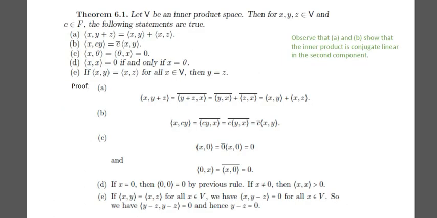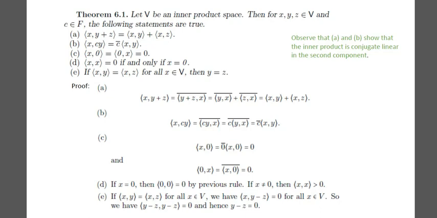Now let us see this theorem. Let V be an inner product space, then for x, y, z in V and c belonging to F, the following statements are true. First part, inner product of x comma y plus z is equal to inner product of x comma y plus inner product of x comma z. Then let us see the proof. Inner product of x comma y plus z is equal to the conjugate of inner product of y plus z comma x, which is equal to the conjugate of inner product of y, x plus inner product of z, x, which is equal to inner product of x, y plus inner product of x, z. Second property, inner product of x comma cy.